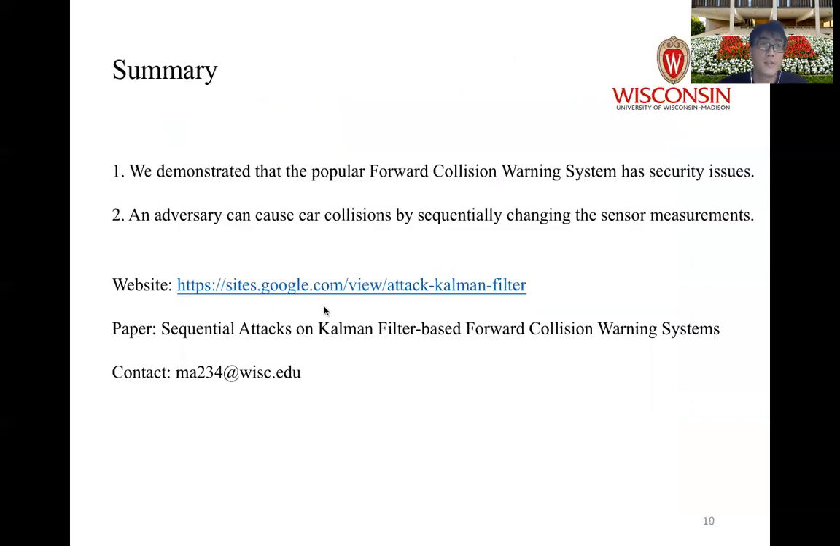So to summarize, we demonstrated that popular driver assistance system, FCW, has security issues, and an adversary can cause car collisions by sequentially changing the sensor measurements. So for more details, please check out our full paper published in this year's AAAI.